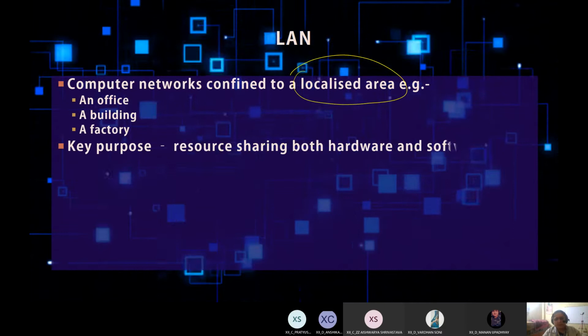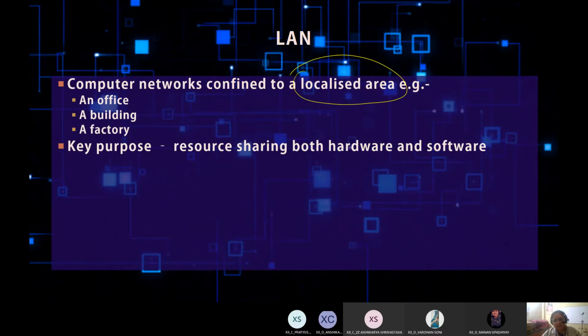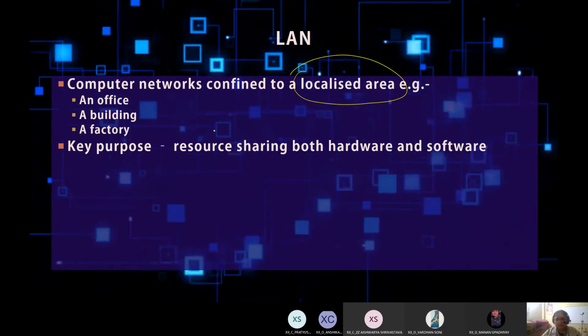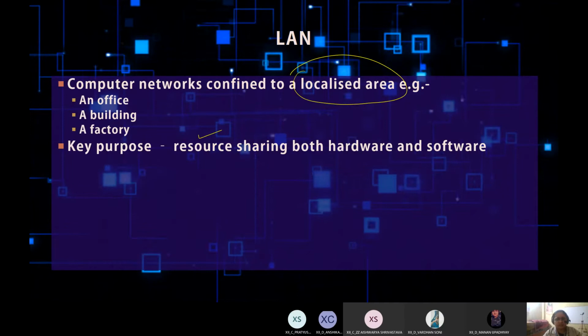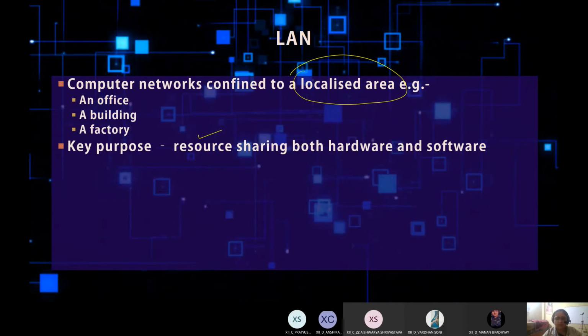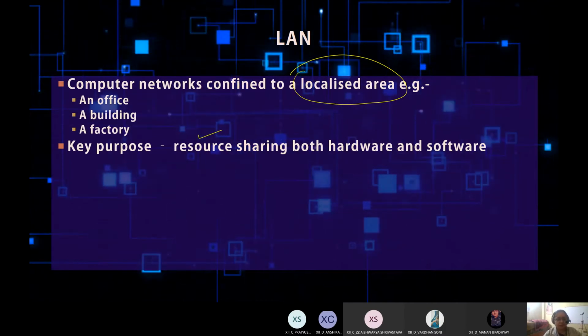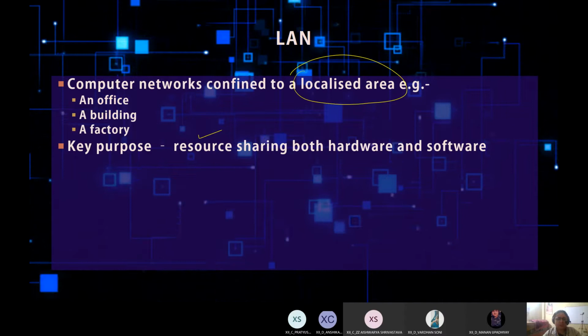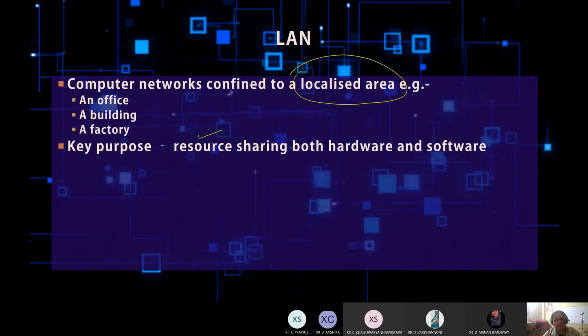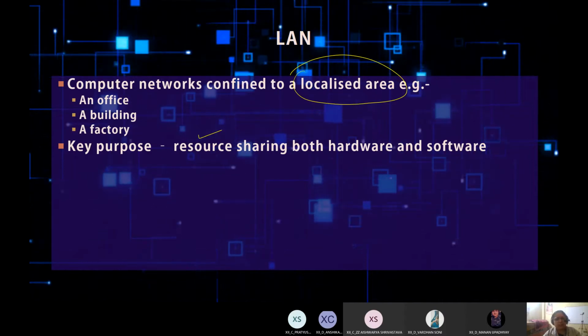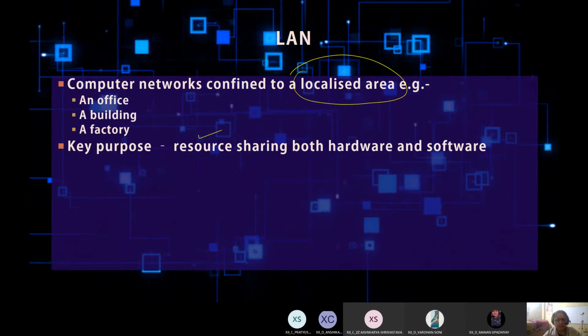Key purpose: resource sharing, both hardware and software. So this is very important, resource sharing. Why? Because we cannot purchase standalone devices for each computer. We cannot purchase 10 printers for 10 computers. That makes it a bit costly and expensive also.